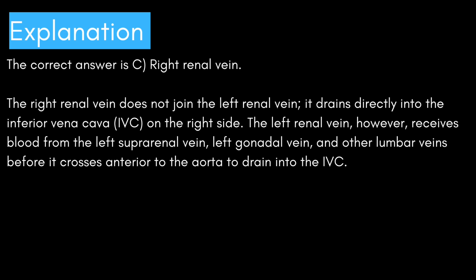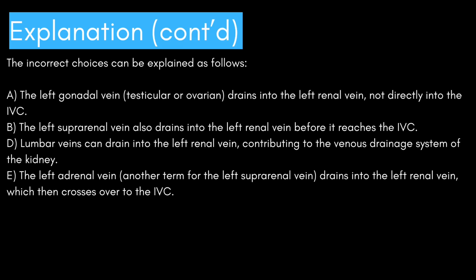All right, let's go ahead and see why the other answer choices are incorrect. The incorrect choices can be explained as follows. A. The left gonadal vein, testicular or ovarian, drains into the left renal vein, not directly into the IVC. B. The left suprarenal vein also drains into the left renal vein before it reaches the IVC.